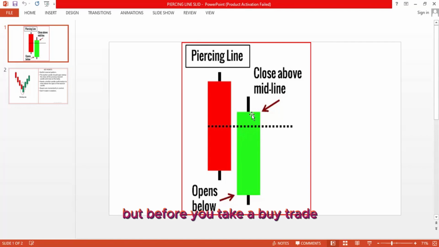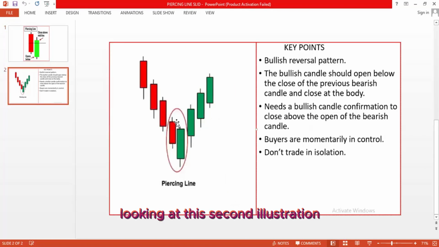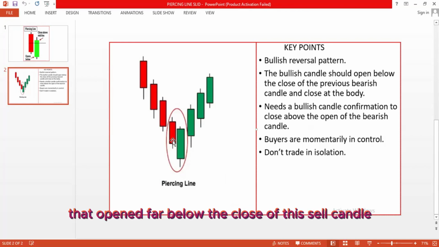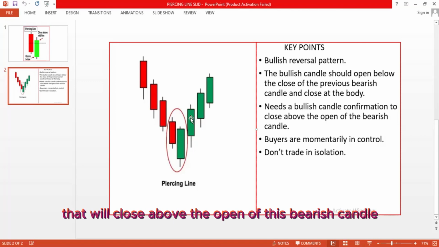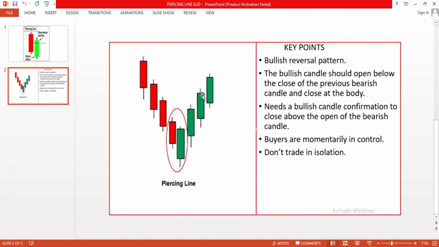But before you take a buy trade, we need a bullish candle confirmation that will close above the open of this bearish candle. Looking at this second illustration, this market sold to this bottom and a bullish candle was spotted that opened far below the close of this sell candle before closing above the midpoint. This is a perfect piercing line pattern. So we need a bullish confirmation candle that will close above the open of this bearish candle. After that, we take a buy trade.